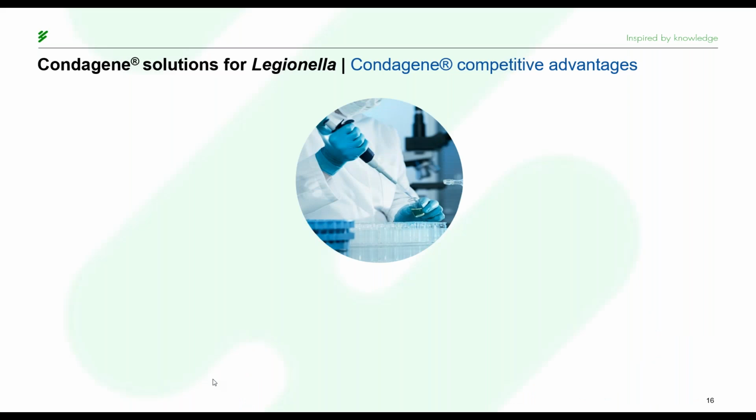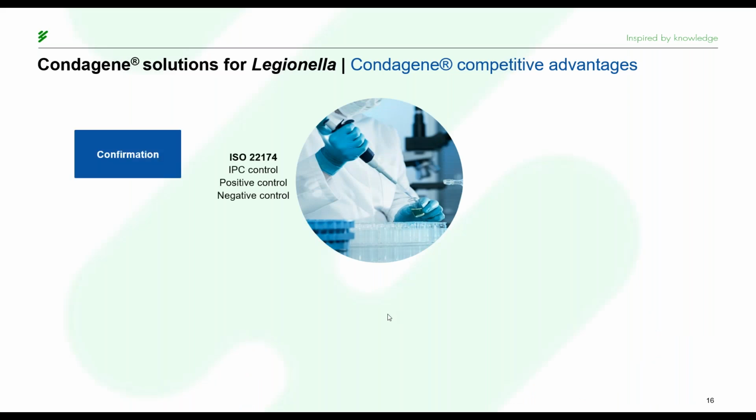The first thing we can find with Condagene is a series of controls per ISO 22174, which is a standard for the use of PCR as a tool for the detection of pathogens for both human and animal consumption. The use of negative and positive controls is indicated in this standard. Also, according to this ISO 22174, and thanks to the use of specific probes, confirmation of the result is not required. However, when positive results have been obtained, it is recommended to confirm by microbiological culture.